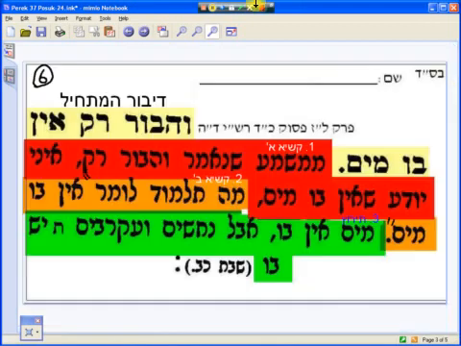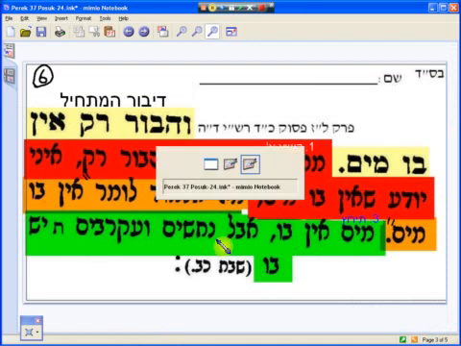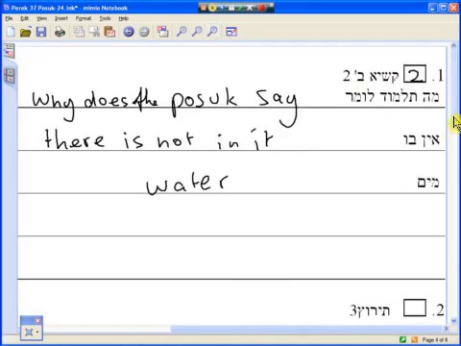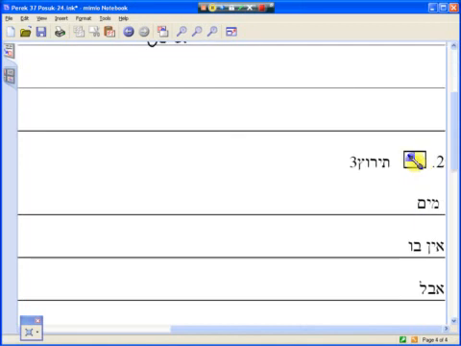Now if I look for the Teirutz, which is section 3, so I have to write that in under Teirutz. So I look for the subheading of Teirutz, and there it is. I put a 3 because that is section 3. Mayim Ein boy. So water Ein boy is not in it.